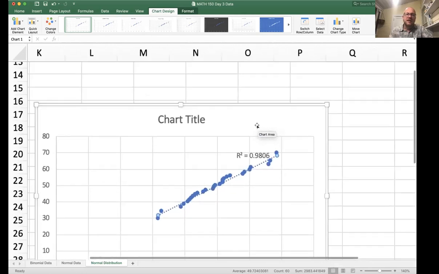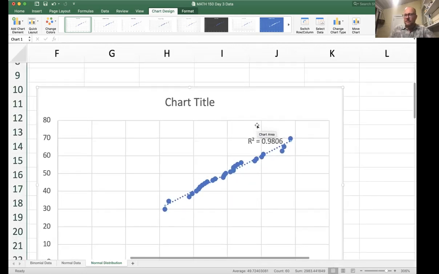And I'm going to zoom in here, right? The reason I'm zooming in is so that you can see that the R squared value, 0.9806, is very close to 1. That suggests that this data you've got is pretty much lining up on the line. And you can see that visually as well.